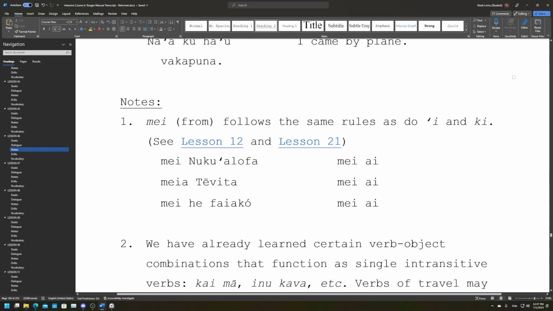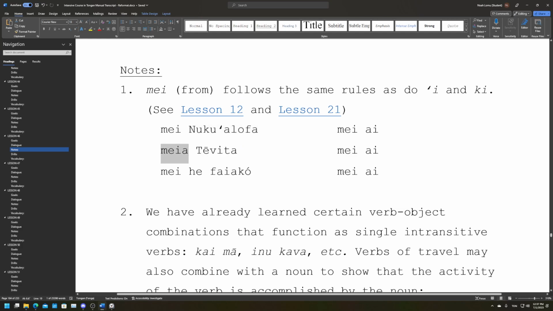Me Nuku'alofa. This is a proper place name, and so it's me, and then mea for people. We have that extra a at the end. E is ia, ki is kia when talking about people. And then he for definite nouns. So me he fayako, just like ihe and kihe. And then we can also replace all of those with i, where it's the same in all cases.